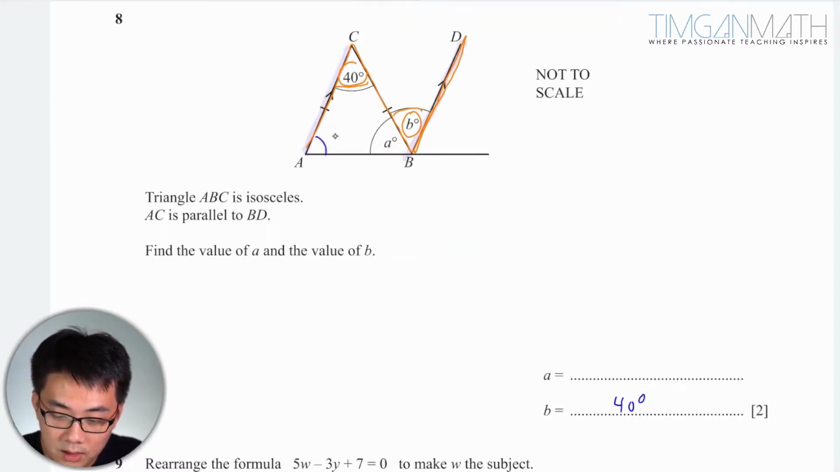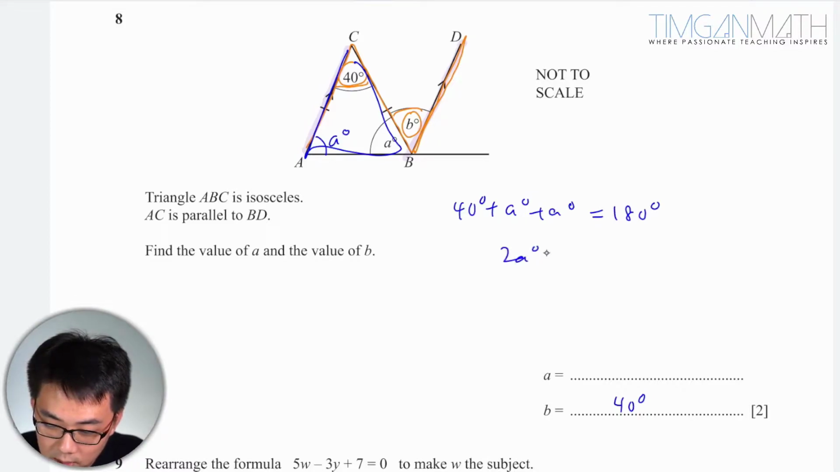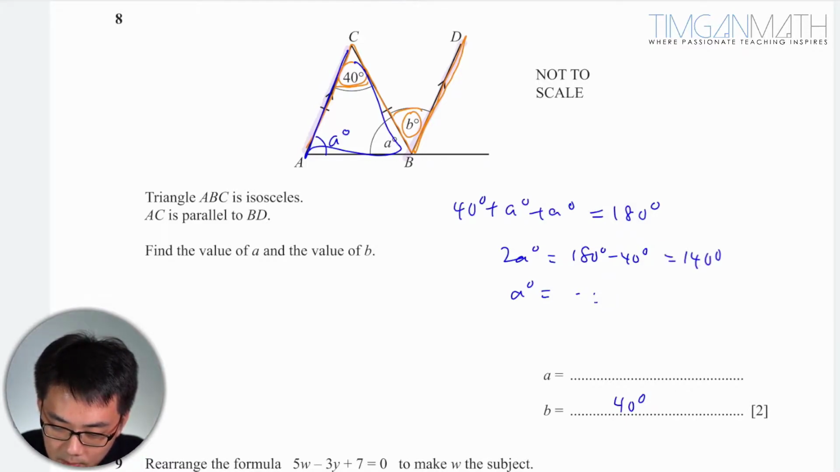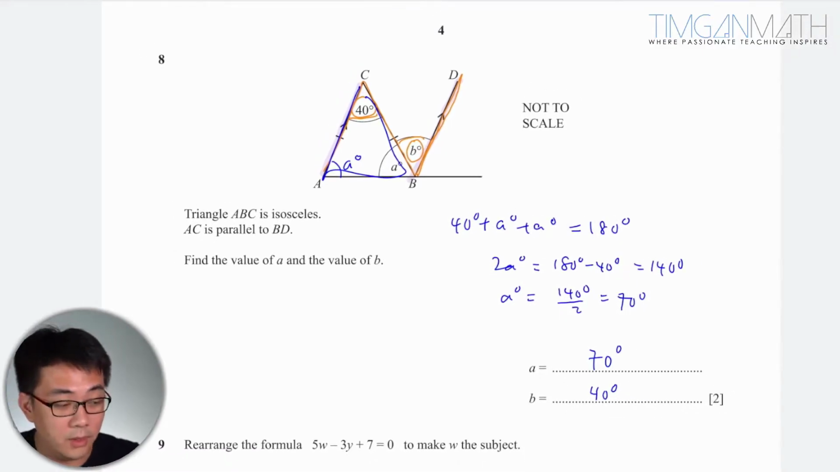Okay, so let me repeat. This is A as well. So 40 plus 2A, the sum of interior angles is just 180. So in this case, you can get A by summing all the angles in the triangle, right? So 2A equals 180 minus 40. Okay, maybe I shouldn't work too fast. 2A equals 140. So this would be 140 divided by 2, which is 70. There's 70 here. Great, so that's how we do this part here.